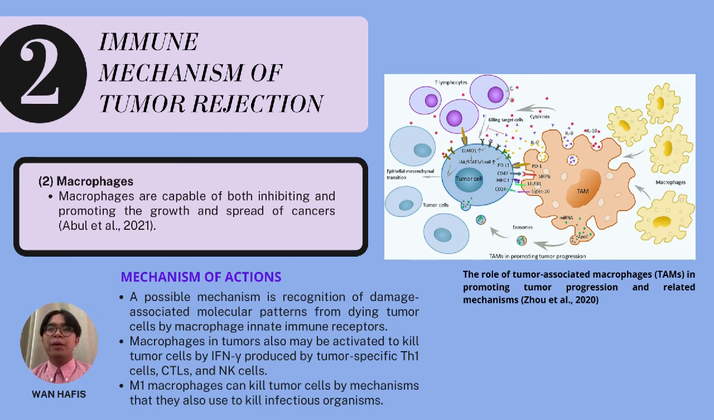Macrophages in tumors also may be activated to kill tumor cells by interferon gamma produced by tumor-specific T helper cells, CTLs, and NK cells. This may be why a large number of T helper cells in some tumors is correlated with a good prognosis. Macrophages can kill tumor cells by mechanisms that they also use to kill infectious organisms, including the liberation of lysosomal enzymes, nucleosides, and reactive oxygen species.